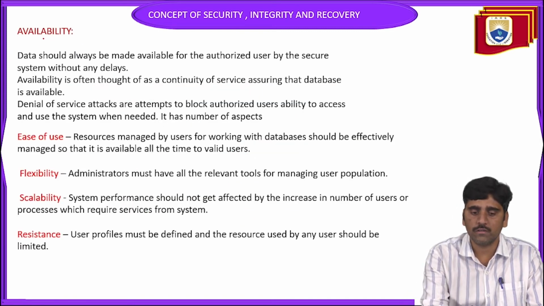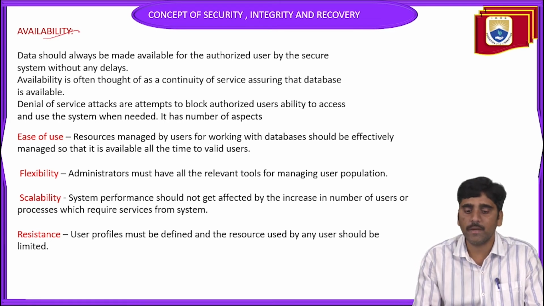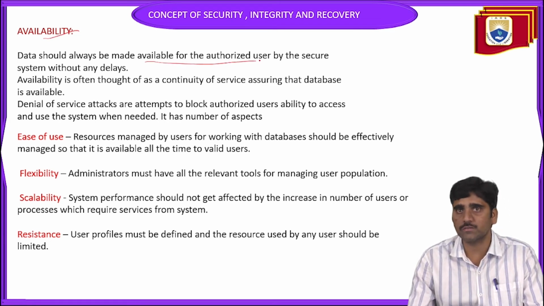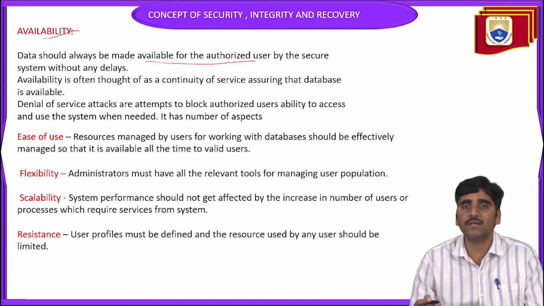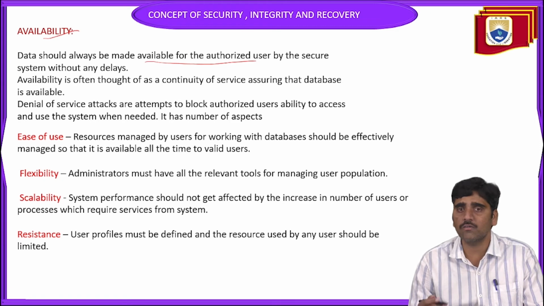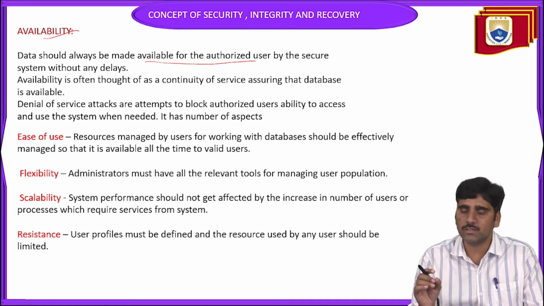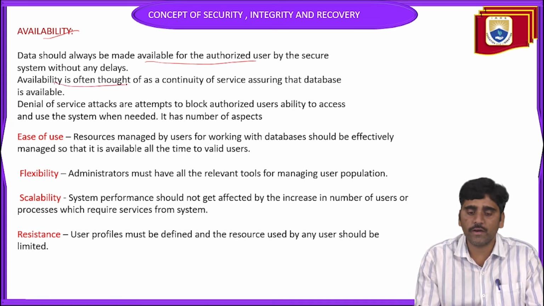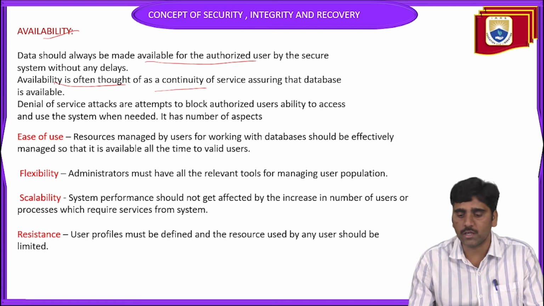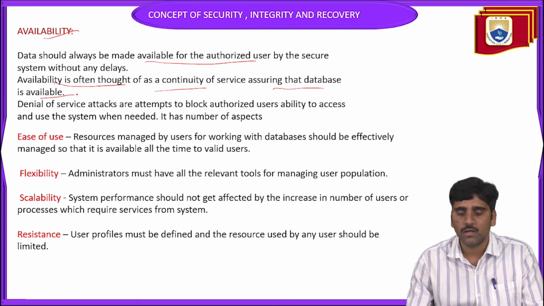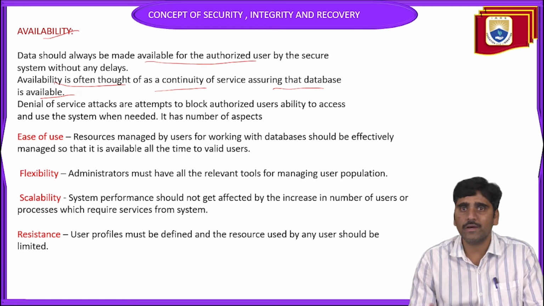And next, availability. The data should always be made available to authorized users by the secure system without any delays. So whoever are authorized users, whoever have the authentication, must have access to the data. They must have the permission to access the data, so that the data is available to all authorized users. Availability is often thought of as continuity of service, assuring that the database is available. So providing the service to authenticated users is also one of the availability services.